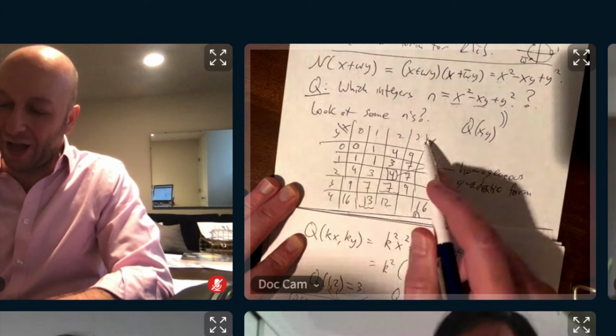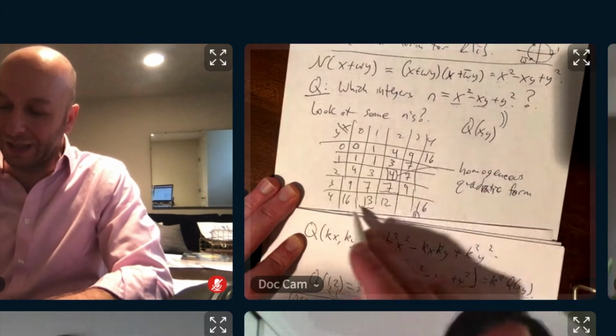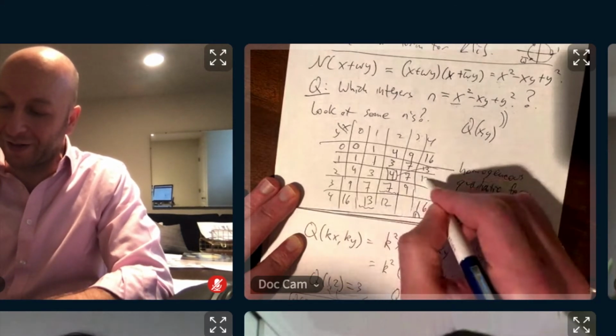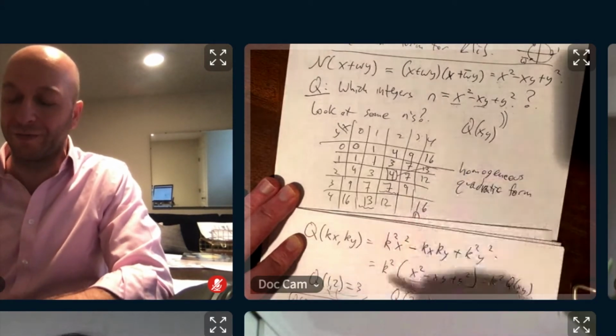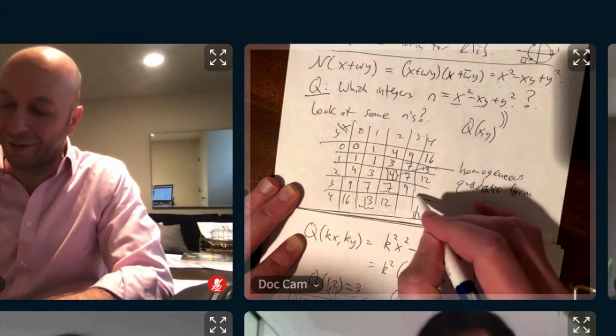Okay. How about 3 and 4? The 3, 4 entry? I guess I haven't been putting all of these in. We had a 13 here. We had a 12 here. We only have one more entry until we've done our 4x4 table for Q. So 3, 4.